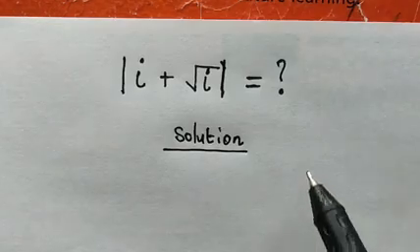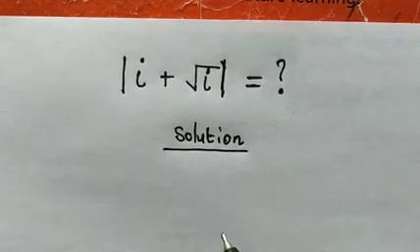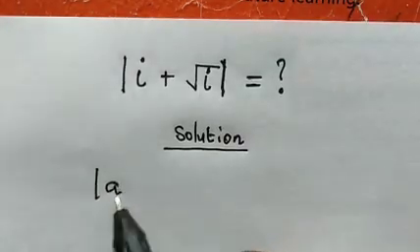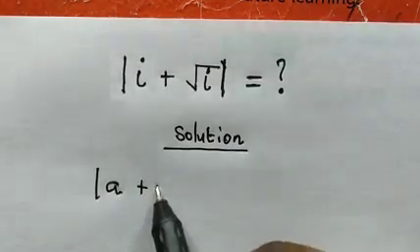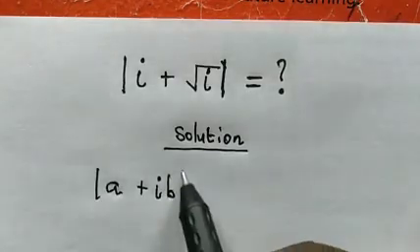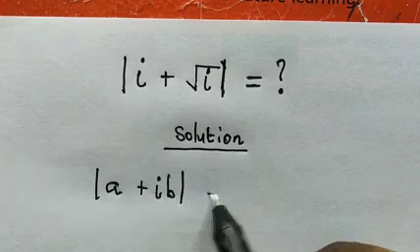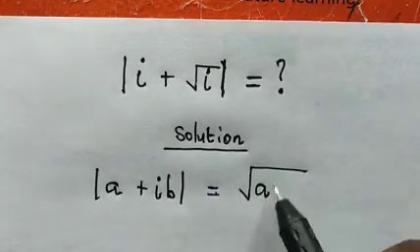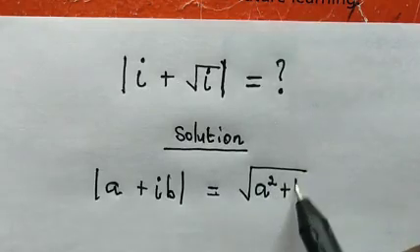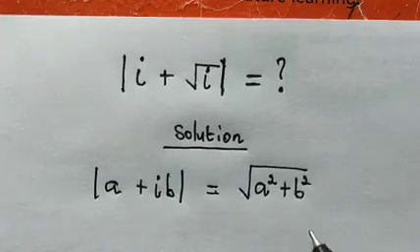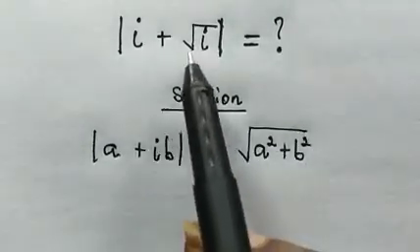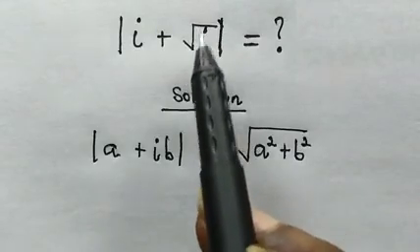But before we proceed, we need to take note of this important formula for the modulus of complex numbers. When we have to find the modulus of A plus iB, where A is the real part and B is the imaginary part, this is equal to the square root of A squared plus B squared. Very important. But in today's video, we have some complicated stuff here.